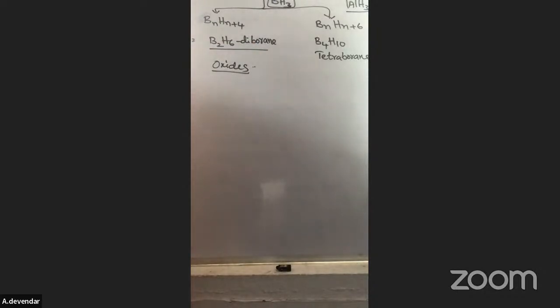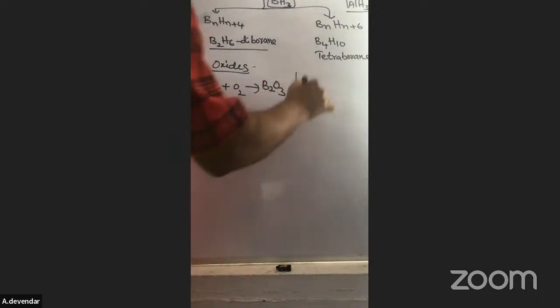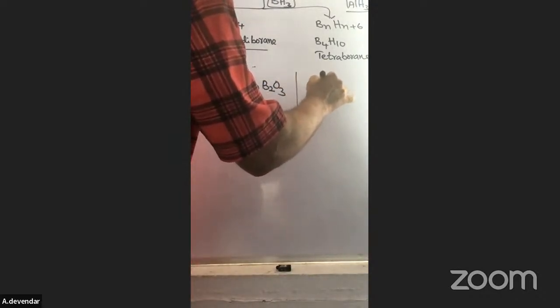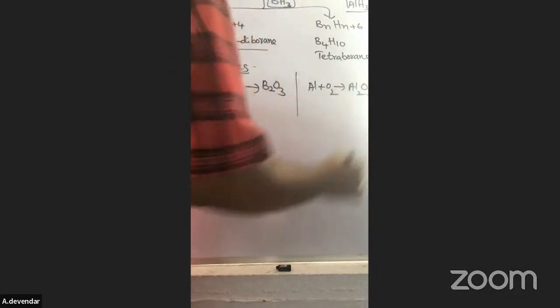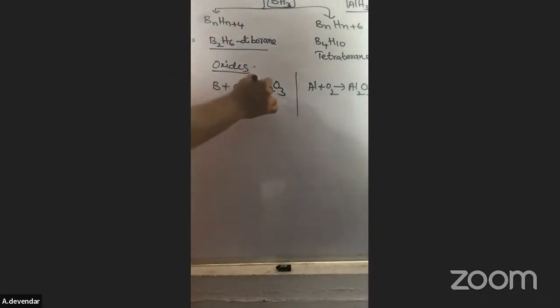Boron can form oxides, boron trioxide. When boron is treated with oxygen, you get boron trioxide, B2O3. In a similar manner, aluminum on combustion gives aluminum trioxide, Al2O3. This is boron trioxide. That means trioxides are formed.